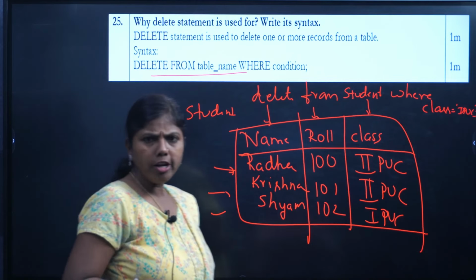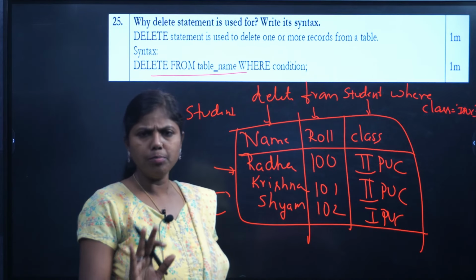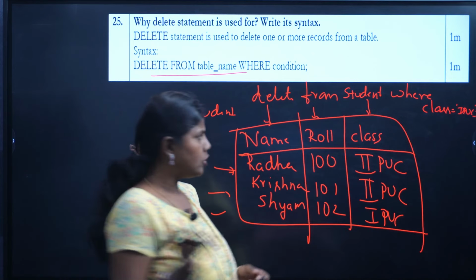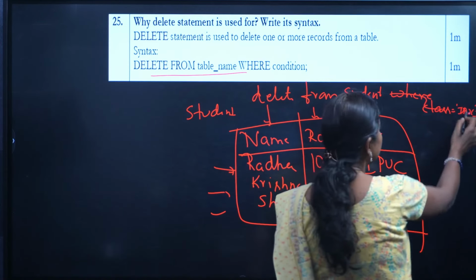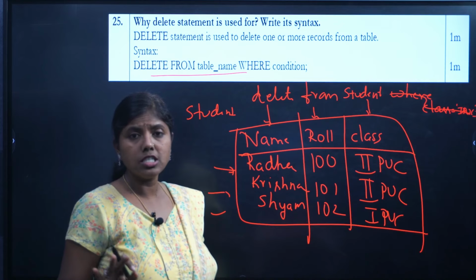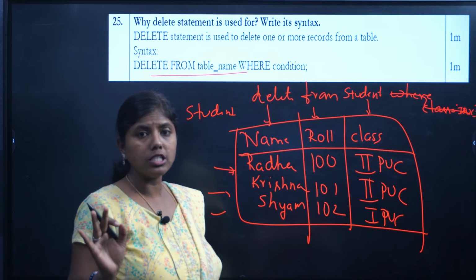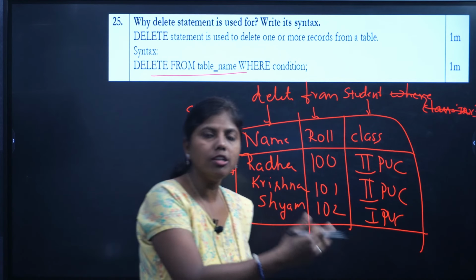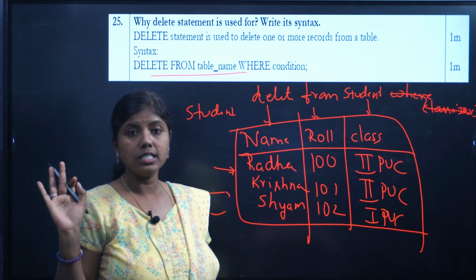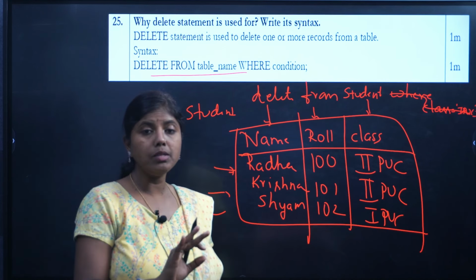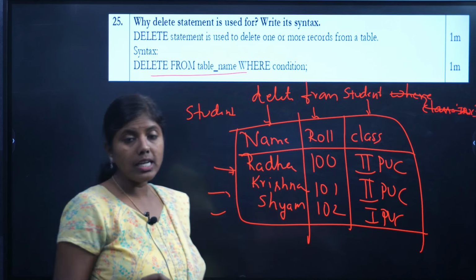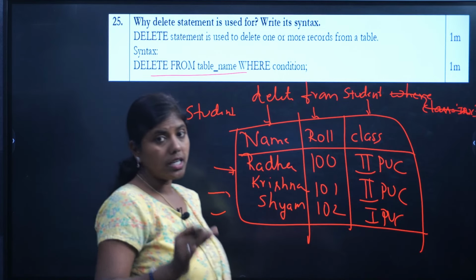Ma'am, I don't want any condition. If I'm not going to put any condition, all the records will be deleted. Be very, very careful when you're doing this. Delete from table means all the tuples will be deleted. The table will be there, an empty table, but all the tuples will be gone. Be careful with the delete command, and be careful with the update command.